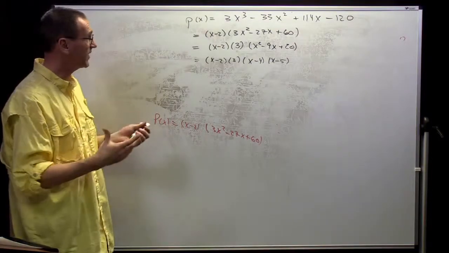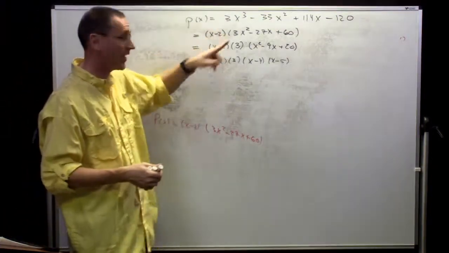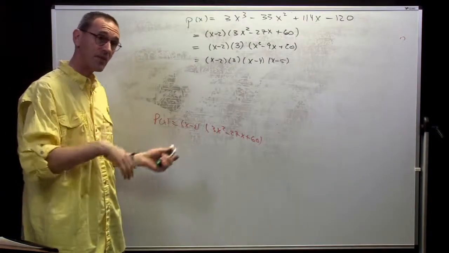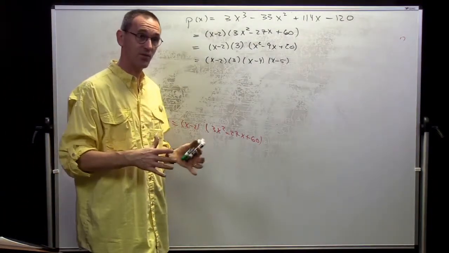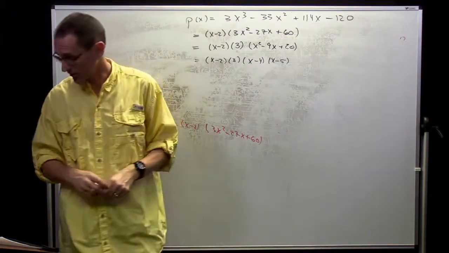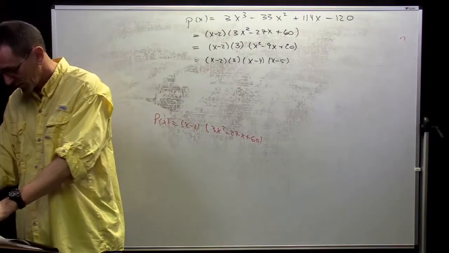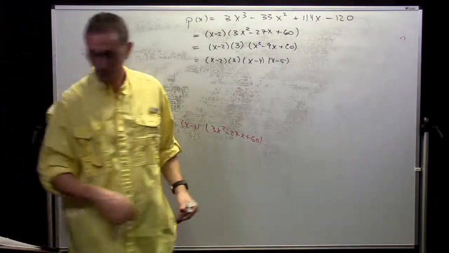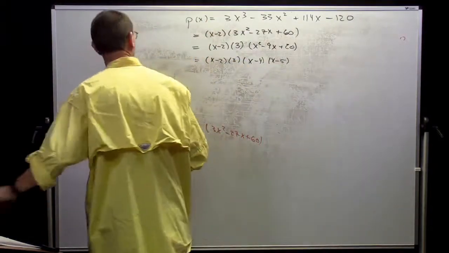Okay. So the idea is you keep dividing these things out until you get it down to a quadratic. And then once you have it as a quadratic, use either the quadratic equation or see if you can just factor it on your own. Okay. So now let's look at one more example.